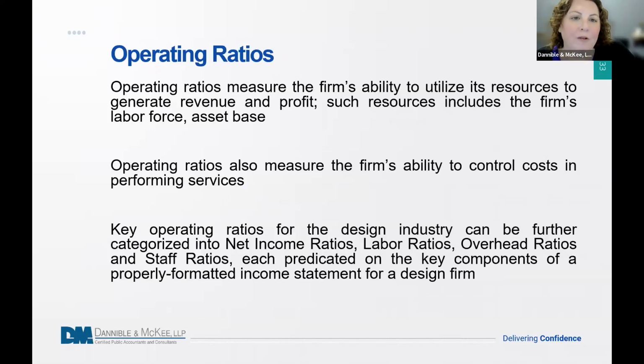All right, operating ratios. These are great ratios to really measure the firm's ability to utilize its resources to generate revenue and profit. Some resources include labor force, or it could be your asset base. So operating ratios measure the firm's ability to control your costs performing the services.